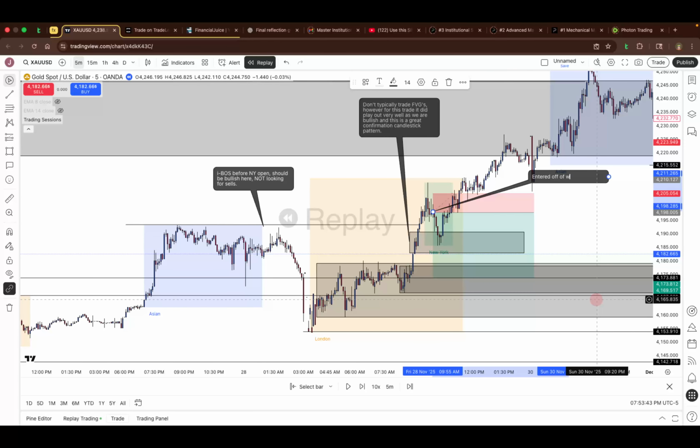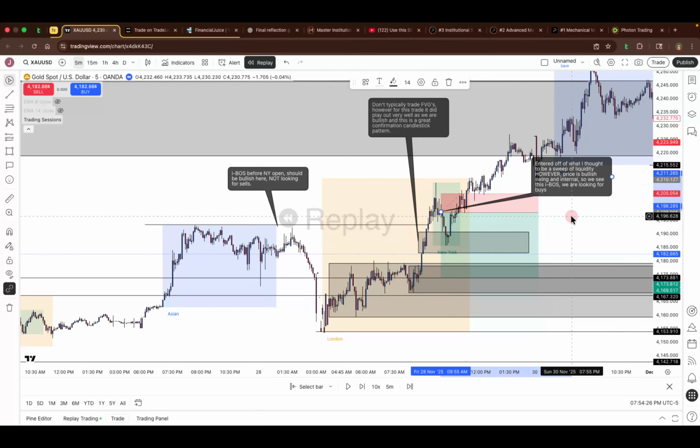Entered off of what I thought to be a super liquidity. However, what is price doing? We're going up. We're not going down. So the super liquidity isn't really as strong. It's not a strong confluence. Price is bullish, swing and internal. So we see this break of structure. See this BOS, see this internal BOS. We are looking for buys.